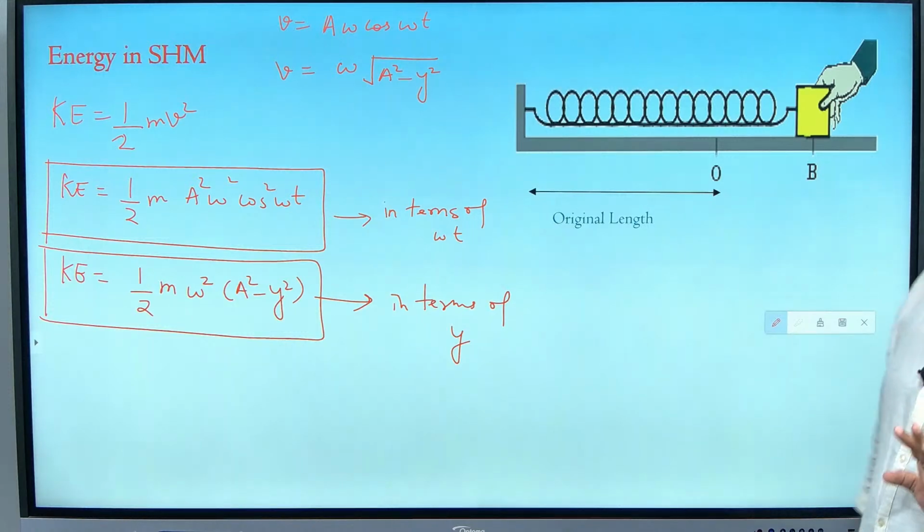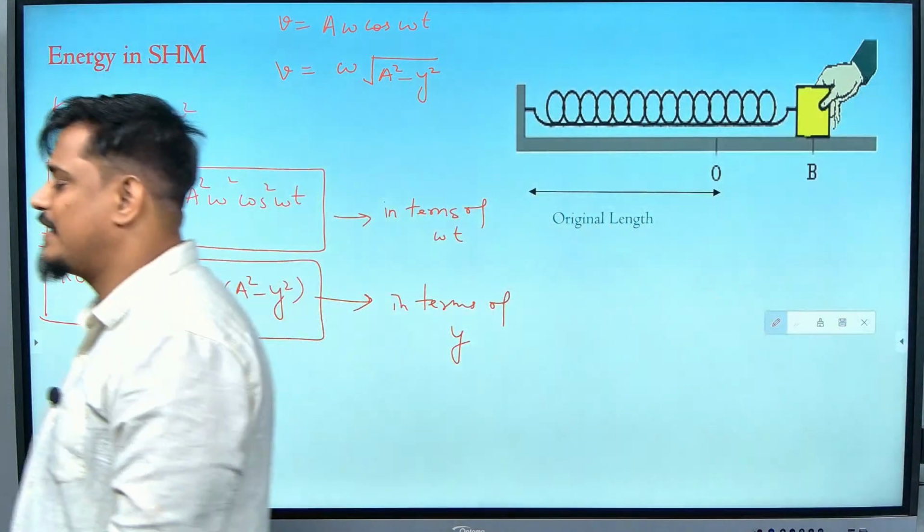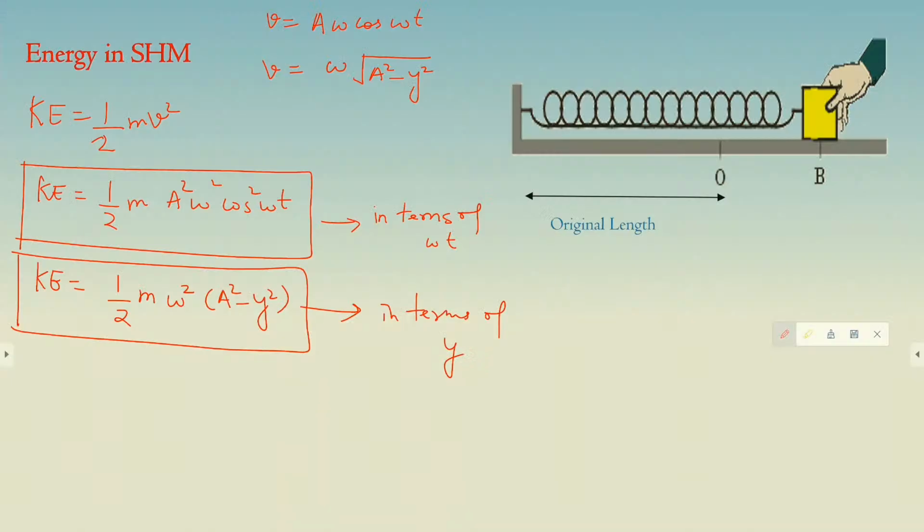Kinetic energy is clear to you? Copy it fast, then I'll talk about potential energy. Fast, fast, fast. I think we can write even the values of maximum and minimum, because kinetic energy at mean position.